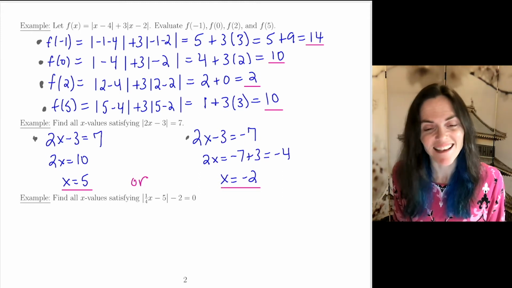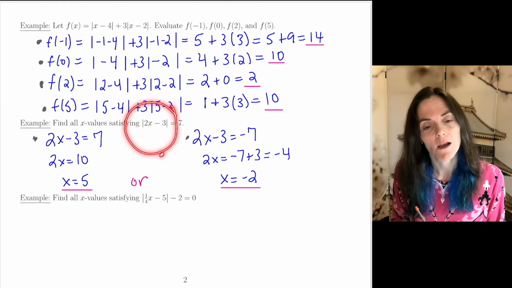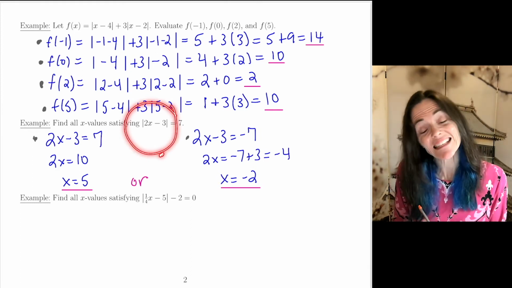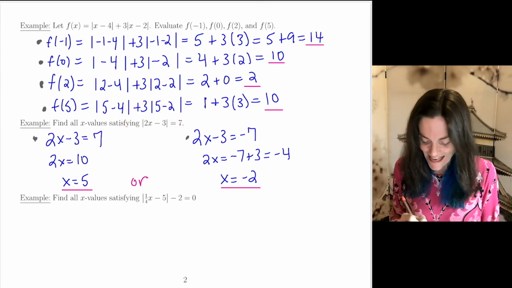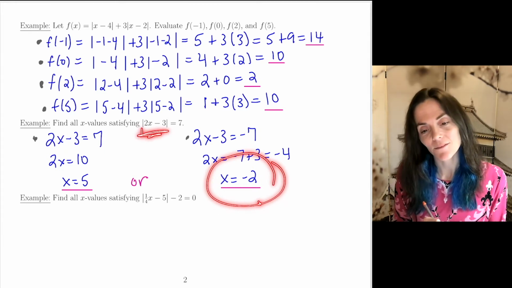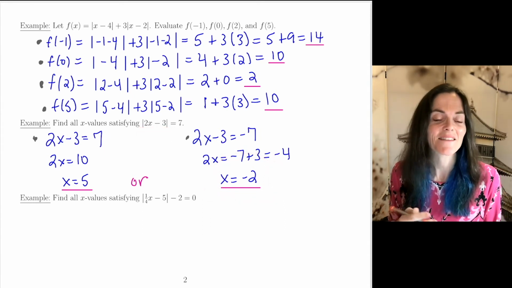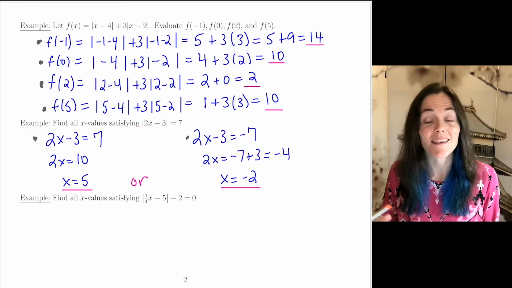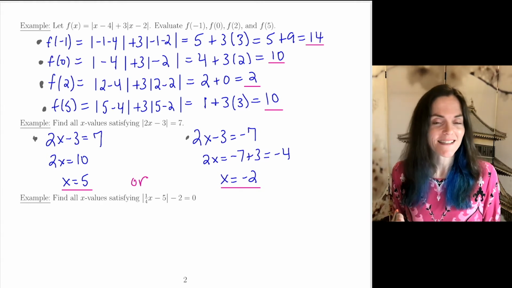Now you can check if you just evaluate this at 5, we would have 10 minus 3, which is 7 on the inside of the absolute value. That works. And then evaluate this here. We would have -4 minus 3 on the inside, which is -7. And when we take its absolute value, +7. So we could check both of those answers.